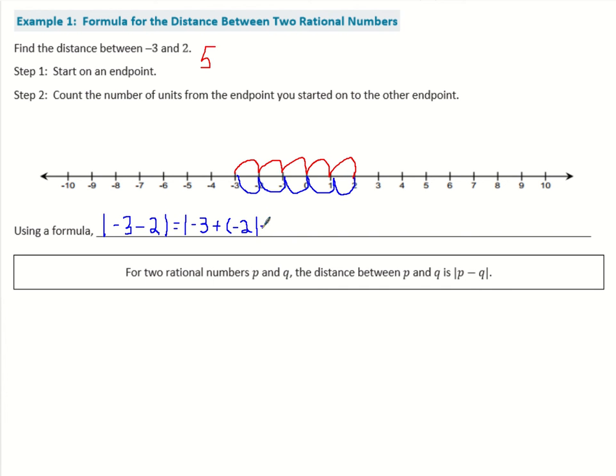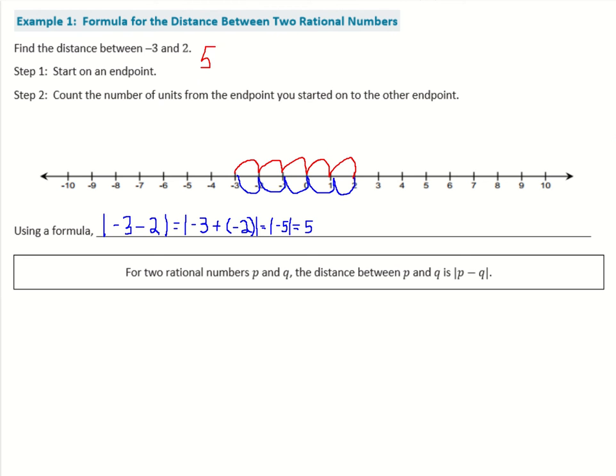Well, what is -3 plus -2? Well, it's -5. So I need to find the absolute value of -5. The absolute value of -5 is +5, just like what we had up there. Now, that works for when my starting point is -3 and my ending point is 2.